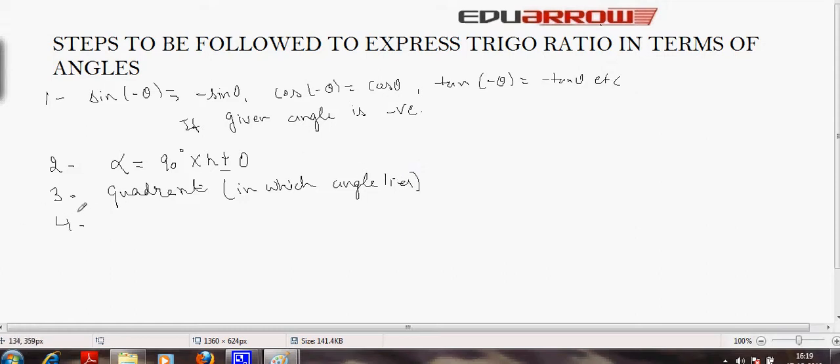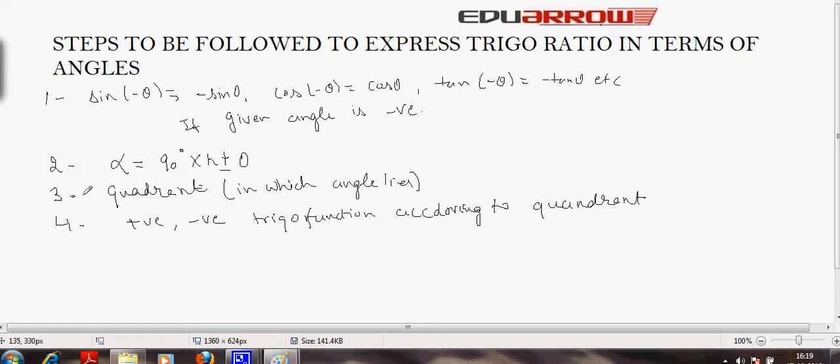Fourth step says that determine the sign of the given trigonometric function in the quadrant obtained in step third. In this step, we will see which trigonometric function will be positive in that quadrant or which will be negative. Assuming positive or negative trigo function according to quadrant.